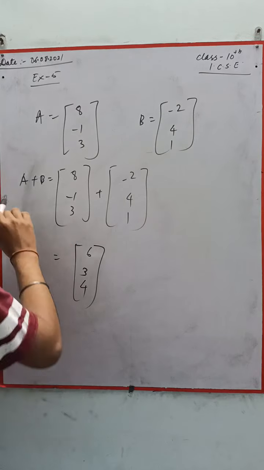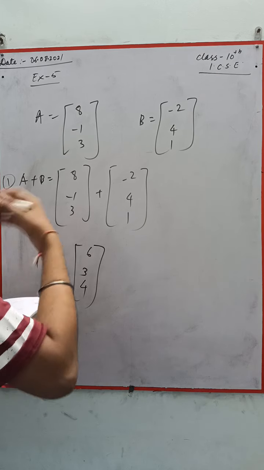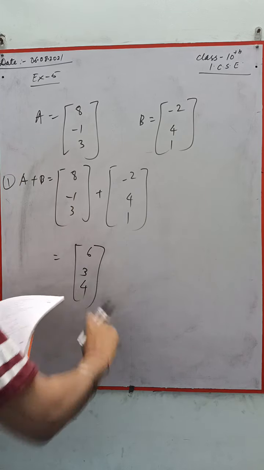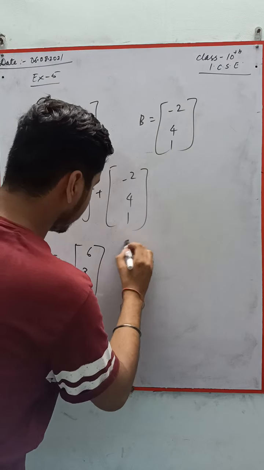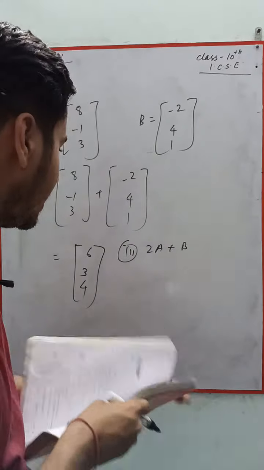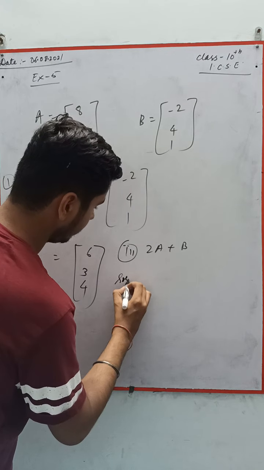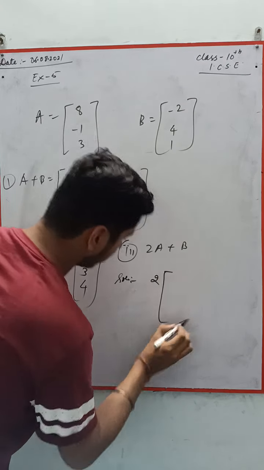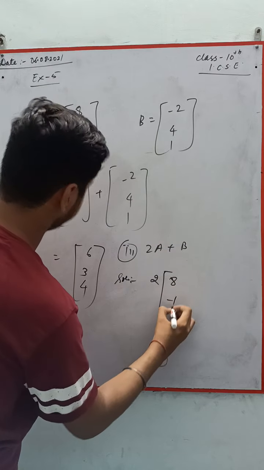Similarly, can we subtract them? This is the first question. Now similarly, you have to just subtract the two. Now how will you find the third one, which is given as 2A plus B? Also it is very easy. How? Solution: 2 times, just write the A first.